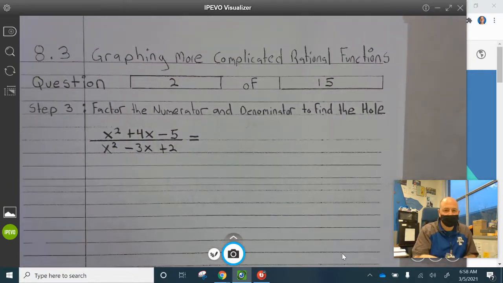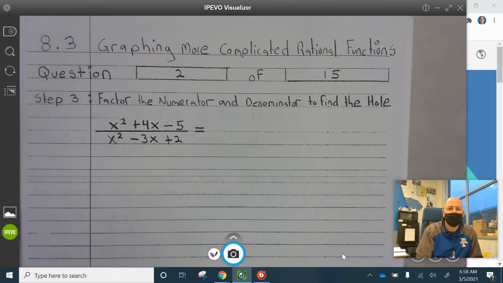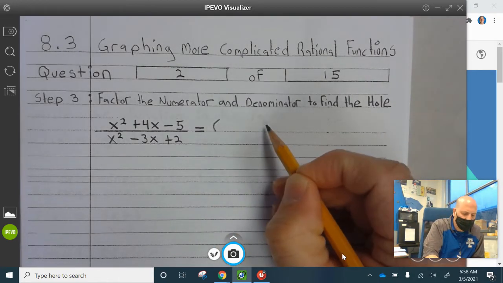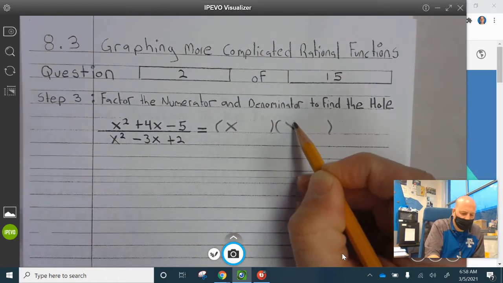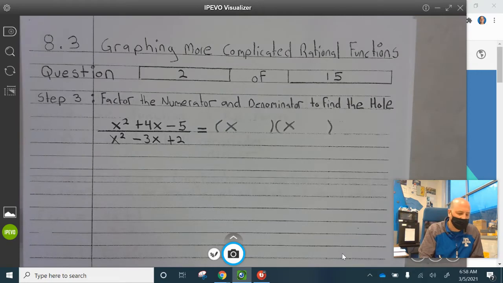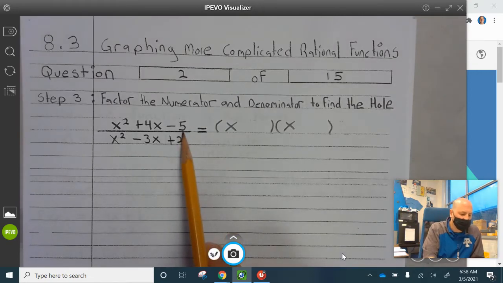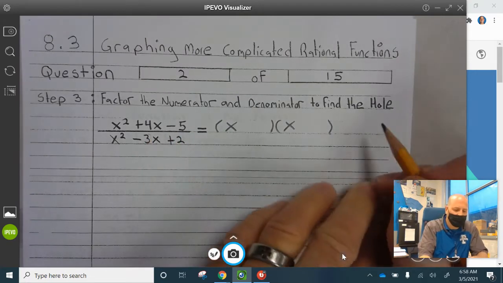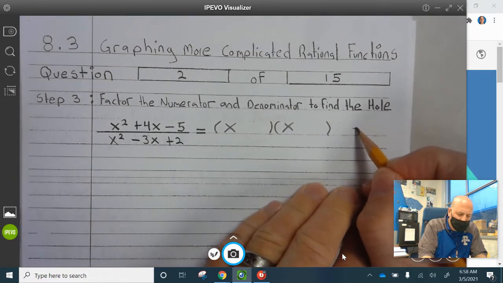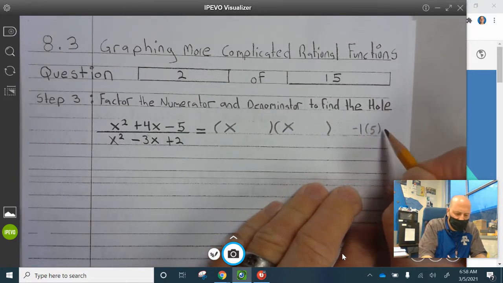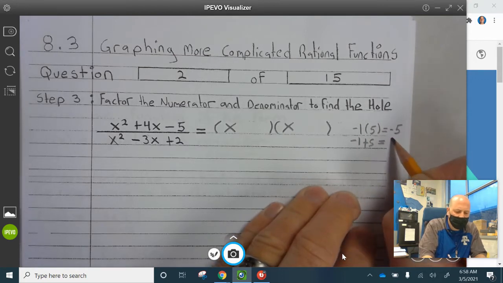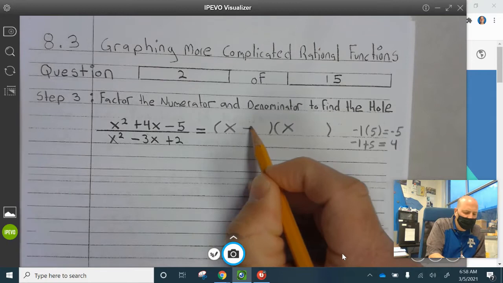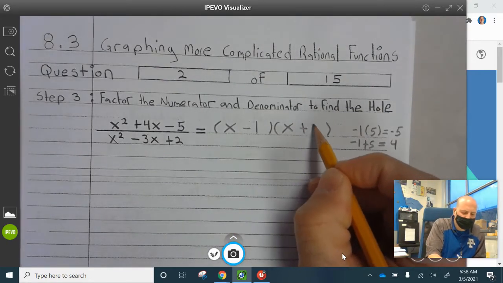All right, step 3, factor the numerator and the denominator to find the hole. Okay, so 2 parentheses, x and x. Now you ask yourself, what do you multiply to give you negative 5 and combine to be a positive 4? Well, negative 1 times positive 5 is negative 5. Negative 1 plus 5 equals 4. So our factors are x minus 1, x plus 5.